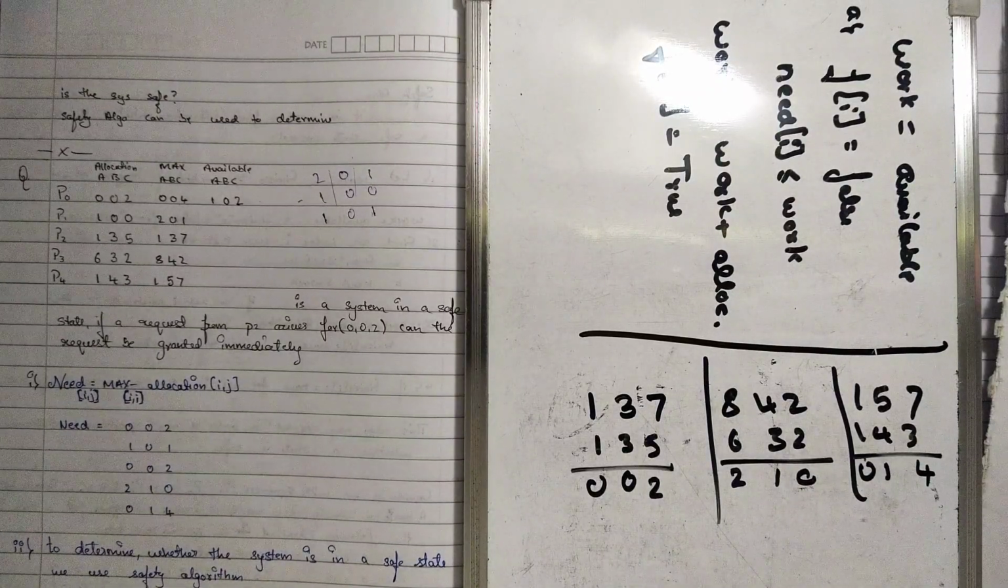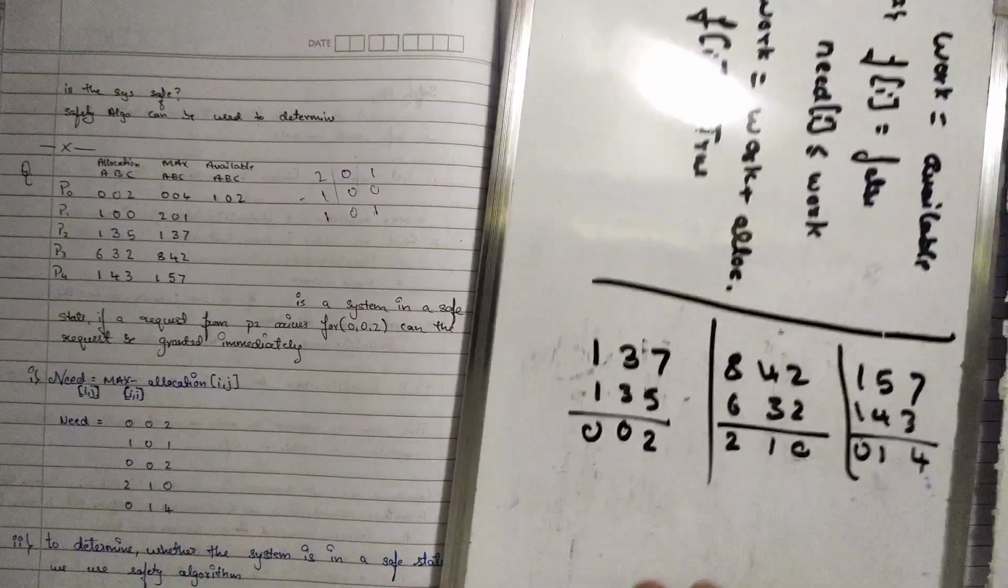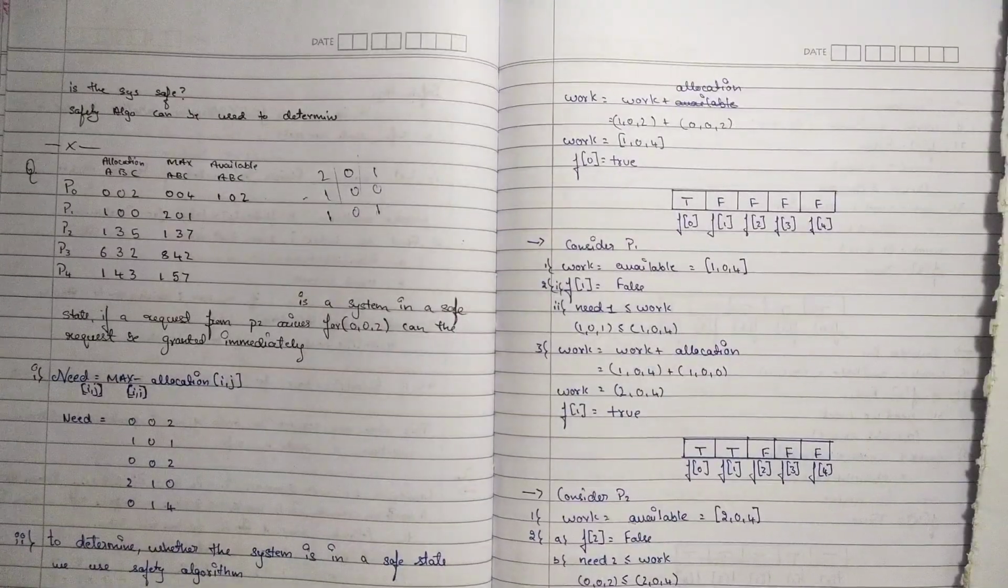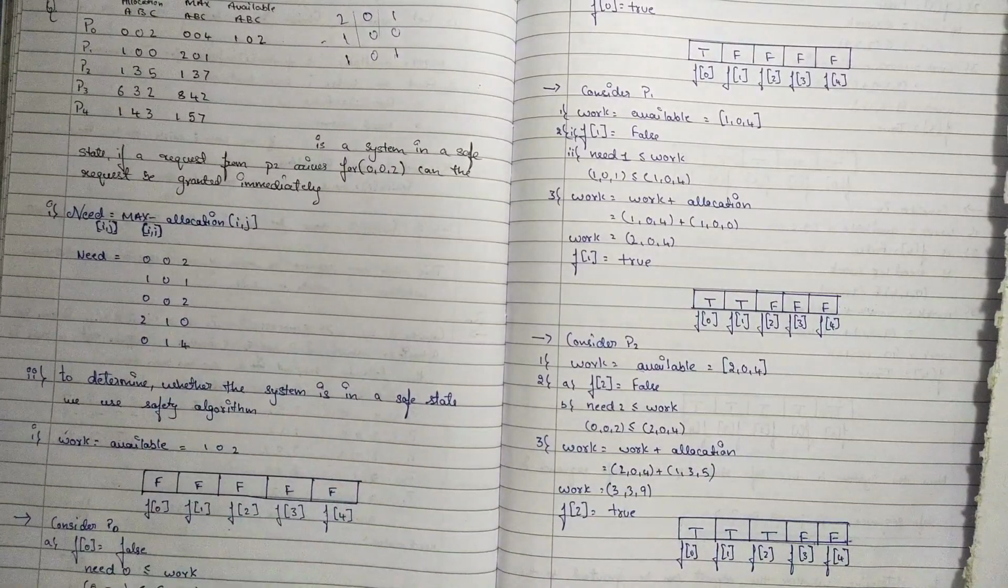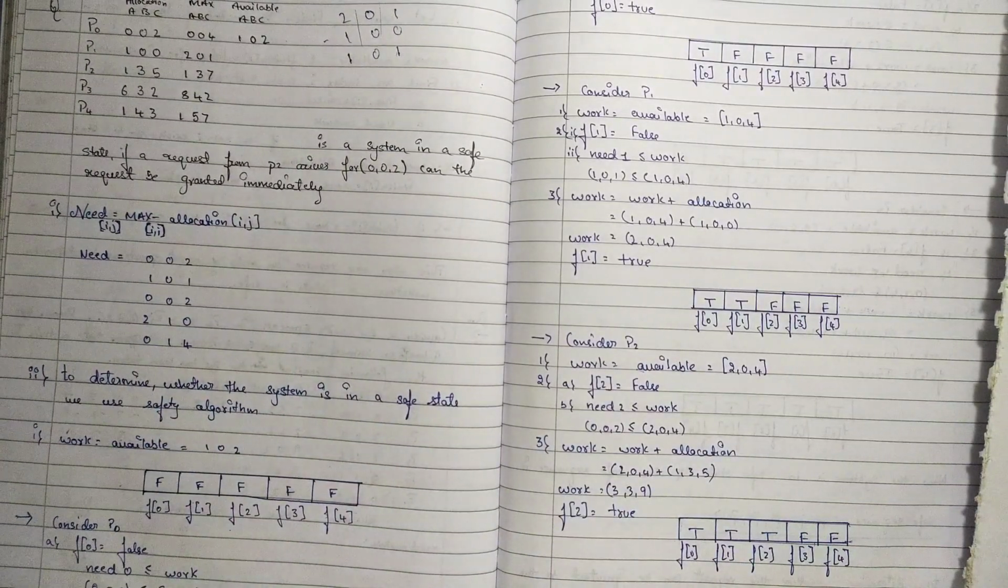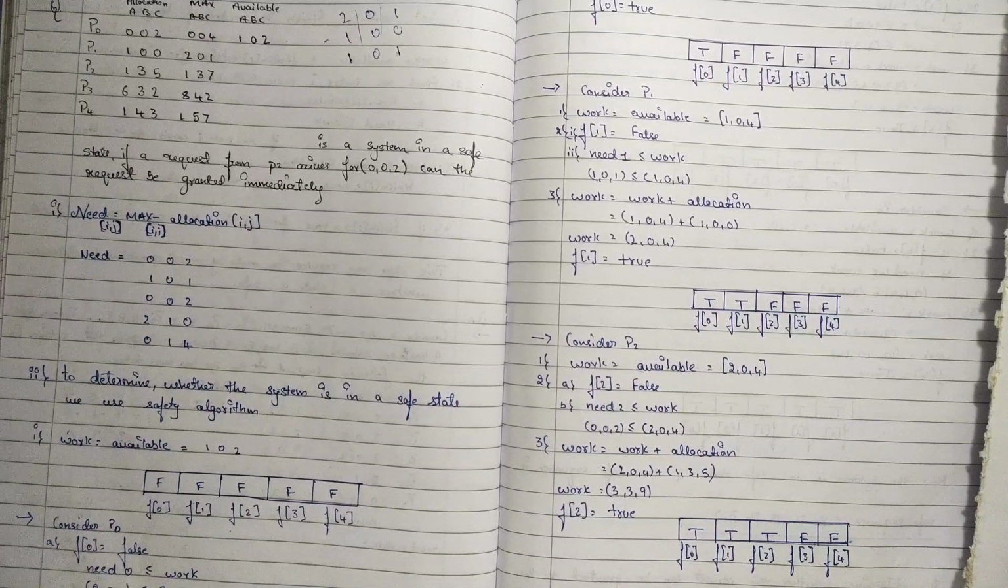So now let us continue with this problem. If you can see here, first, to determine whether the system is in a safe state, we use the safety algorithm. First we found the need matrix because it was not there; it won't be there usually. We have to find it always. How to find it? In the table they have given, max and allocation will be given obviously. So just subtract allocation from max. Max minus allocation will give your need matrix.